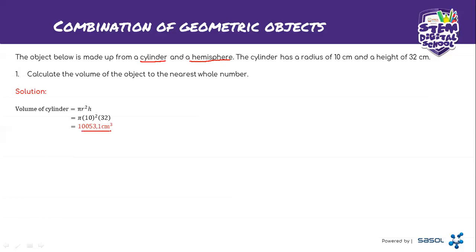So we have just calculated the volume of the cylinder. Now we are looking for the volume of the hemisphere. If you remember, a hemisphere is half of a sphere. So if you know the volume of a sphere, it's not going to be very difficult to calculate the volume of the hemisphere. Remember, inside the bracket, this is the volume of a sphere. But because the hemisphere is half of a sphere, we have to multiply by this half, 1/2.